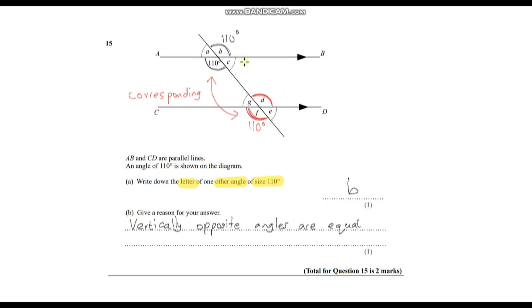You could have also given a different reason for D. D we know is 110, and these two angles have a special relationship. These two angles here are called alternate angles. So you could have either said B, D, or F, and one of the three reasons: either corresponding angles, alternate angles, or vertically opposite angles. But you need to make sure you give the right reason for the right angle. So if you'd said F because they are alternate, then you would not get a mark. You have to give the right reason for the right angle.